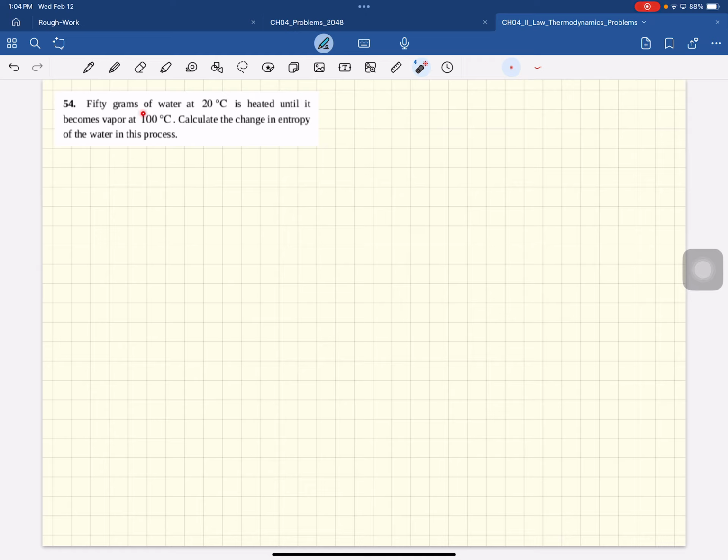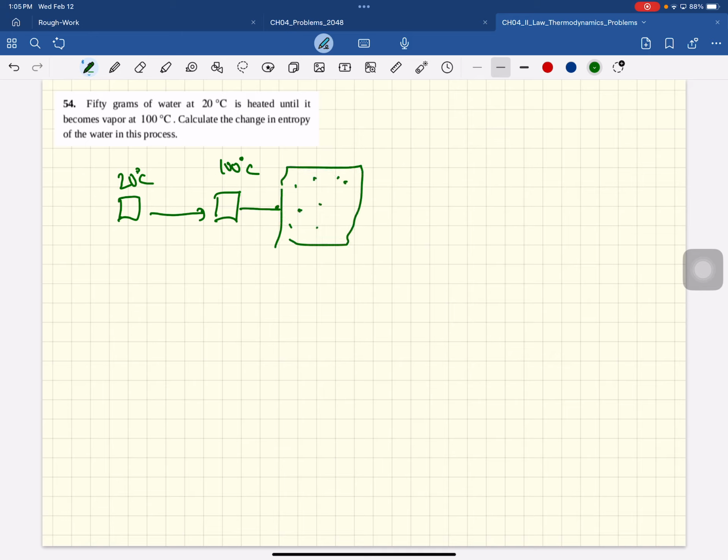Okay, this problem says 50 grams of water at 20 degrees Celsius is heated until it becomes vapor at 100 degrees Celsius. Calculate the change in entropy of the water in this process. Now, what you're doing is you're taking water from 20 degrees Celsius to 100 degrees Celsius and then turning it into steam at 100 degrees Celsius. So you absorbed heat when you went from here to there, and then you absorbed heat in going through this phase change.